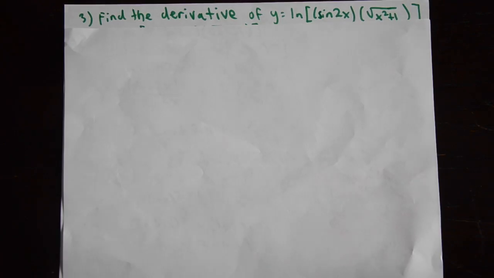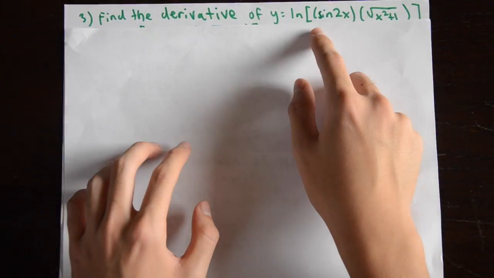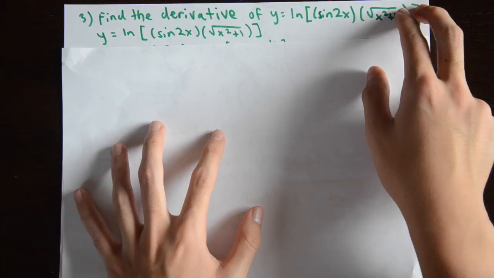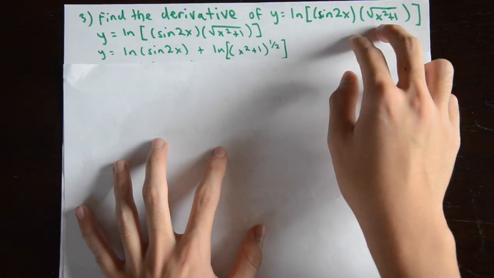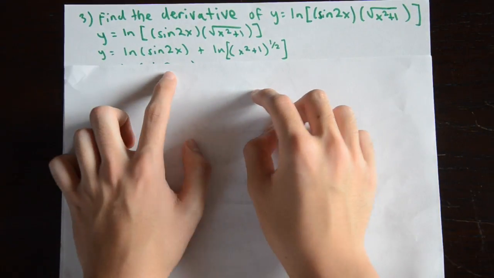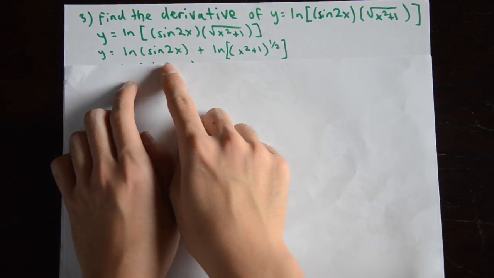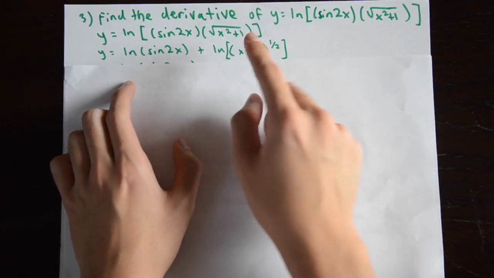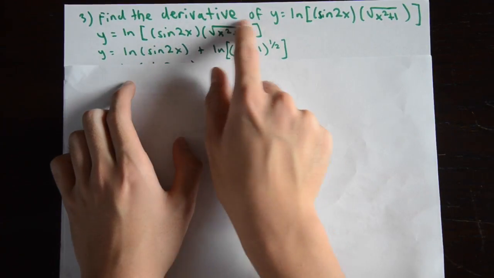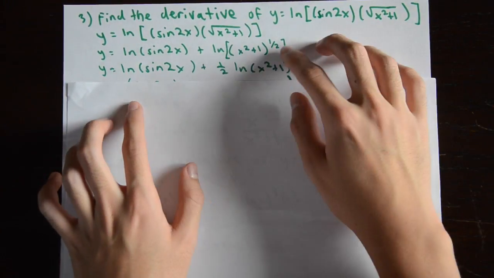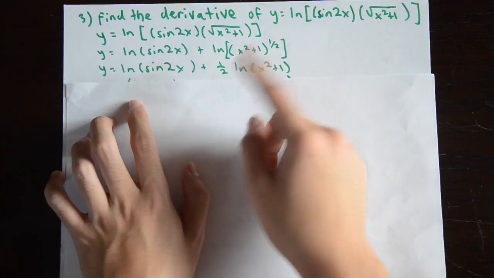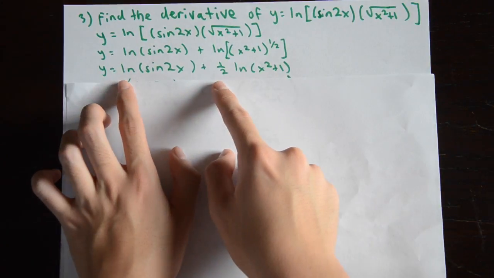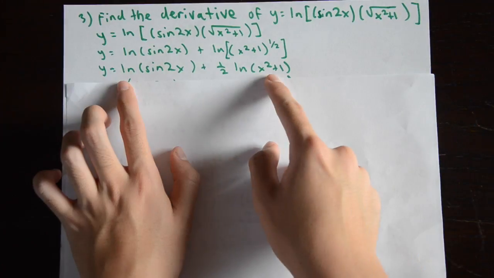The third problem asks to find the derivative of y equals the natural log of sine 2x times the square root of x squared plus 1. So first we'll be using logarithm laws to expand it to get the natural log of sine 2x plus the natural log of x squared plus 1 to the 1/2, which is the same thing as x squared plus 1 under the radical. Now we change it to the 1/2 because we can then use the other logarithm law to bring it down to get 1/2 times the natural log of x squared plus 1.